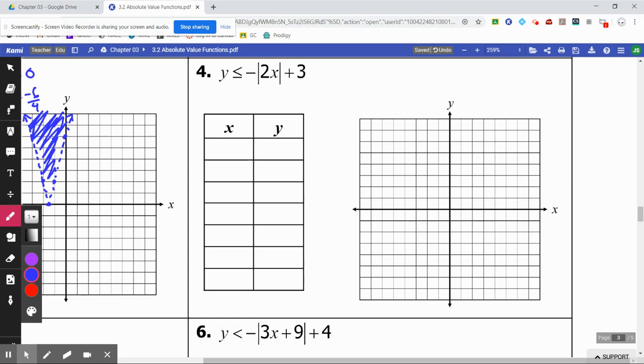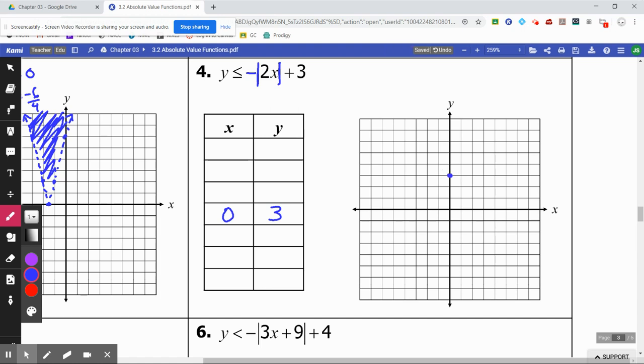set the stuff on the inside of the absolute value equal to 0. That tells you where your vertex will be. When you plug 0 in, you got to multiply by 2. Absolute value of 0 is 0. Take the opposite of it, still 0. 0 plus 3 is 3. So you're going to have a vertex on this one at (0, 3).